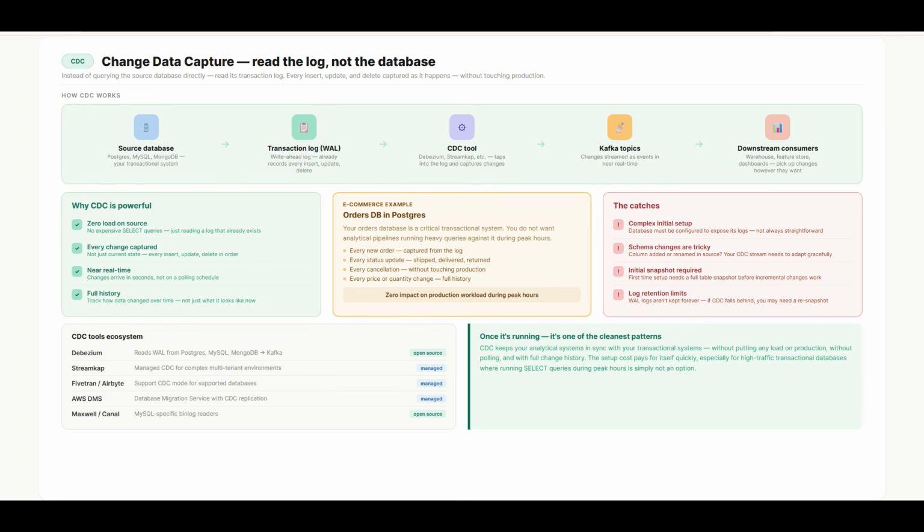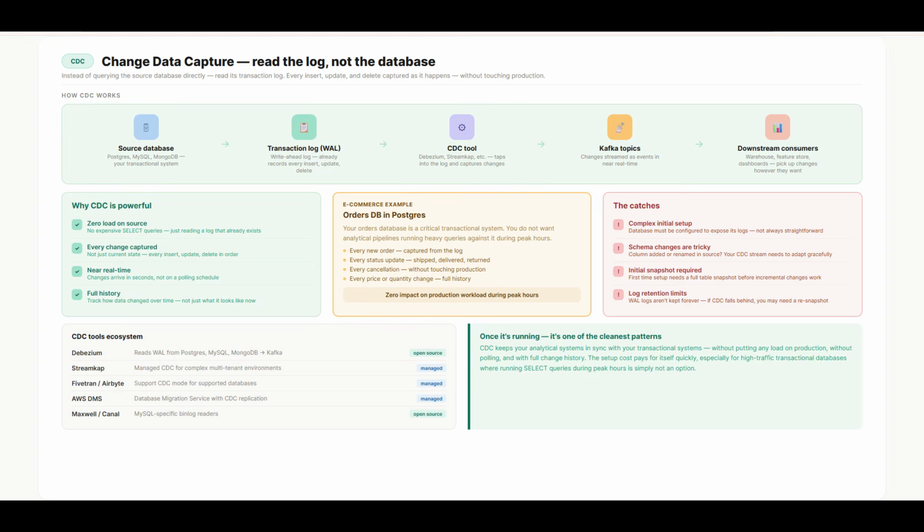You need to configure the database to expose its logs. You need to handle schema changes carefully because if a column gets added or renamed in the source, your CDC stream needs to adapt. And you need to think about initial loads. The very first time you set up CDC, you need a full snapshot of the table before you can start consuming incremental changes. But once it's running, it's one of the cleanest ways to keep your analytical systems in sync with your transactional systems.